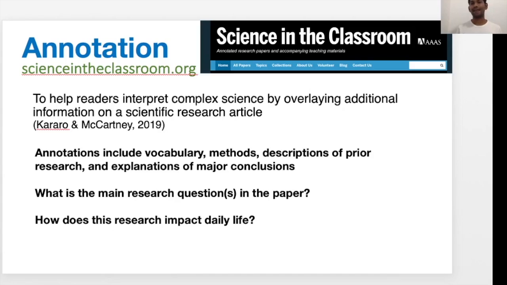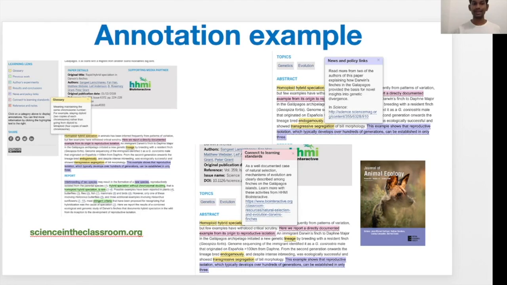We used this annotation process as a way to ensure that the students really understood the research in the paper, which is really important for them to be able to script a podcast in the next step. We gave some examples of annotations to the students, and we taught them how to annotate a paper. Here you can see some examples of the annotation. They've highlighted a glossary and explained what it means. They've also highlighted news and policy links for statements in the paper, and similarly connections to learning standards, and so on.